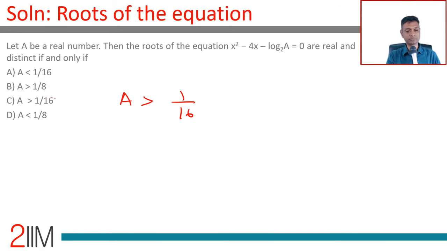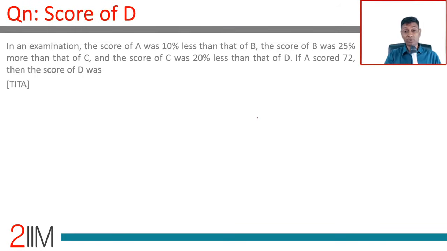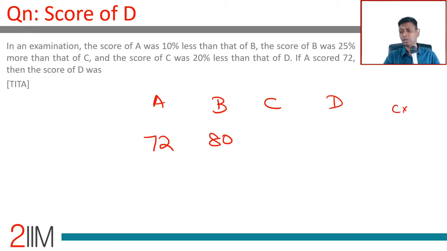In an examination, the score of A was 10% less than that of B. B was 25% more than that of C. C was 20% less than that of D. A scored 72. 10% less than that of B. So B into 0.9 is A, so B is 80. B scored 25% more than that of C. C into 5 by 4 is 80. C equals 80 into 4 by 5, 64.